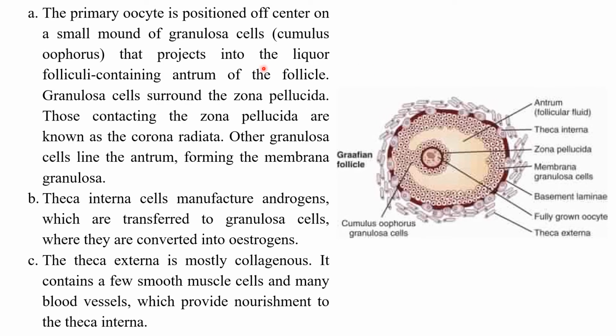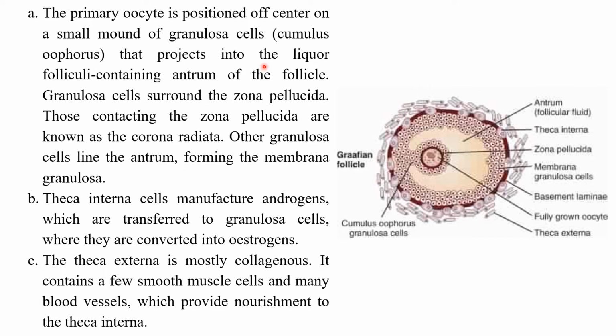The primary oocyte is positioned off-center on a small mound of granulosa cells called cumulus oophorus, which we have already discussed, that projects into the liquor folliculi containing antrum of the follicle. Granulosa cells surround the zona pellucida. Those contacting the zona pellucida are known as corona radiata. Other granulosa cells line the antrum, forming membrana granulosa.